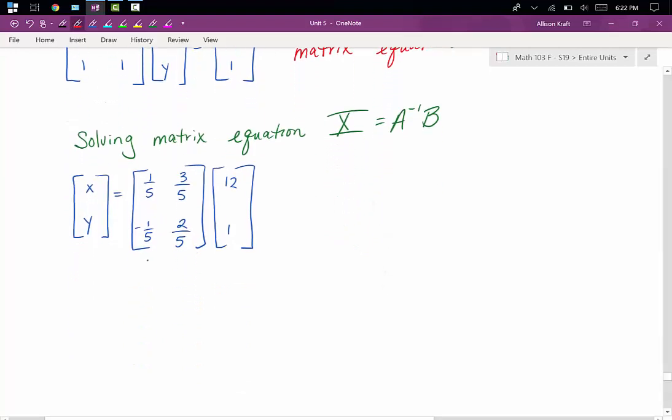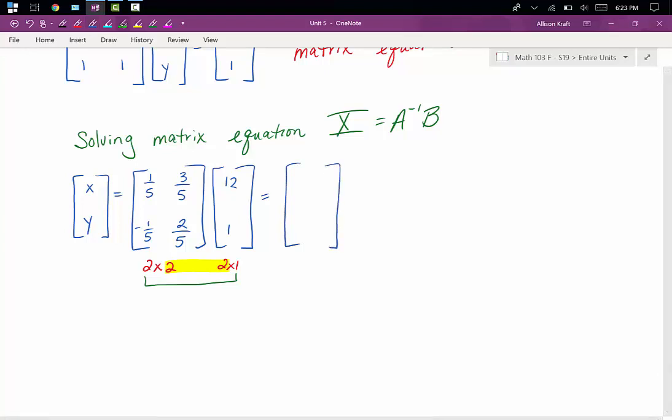We'll check our dimensions. We have a 2 by 2 times a 2 by 1. Our middles match, so we know that we can perform the multiplication, and then the outside numbers give us the dimensions of our product matrix. So our answer is going to be a 2 by 1.